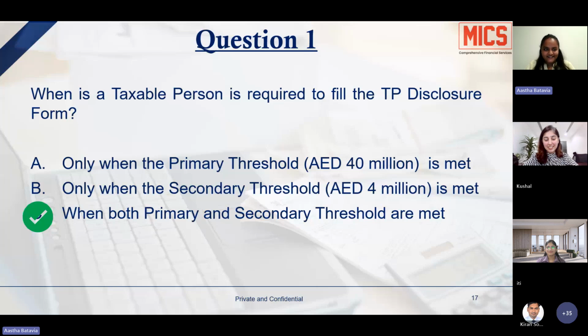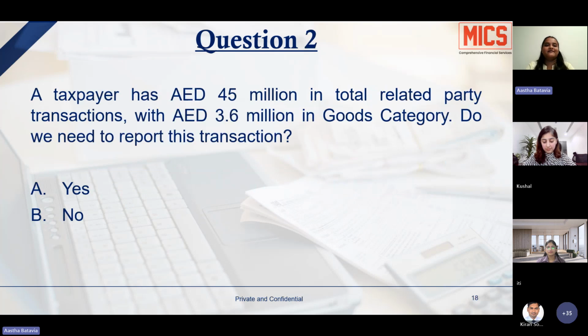Yes, it's true because we have to meet both thresholds. First, we need to check the primary threshold, and if it is met, then we have to check whether the secondary threshold is met. If this is true, then only we need to report those transactions. Let's move further. Let's have a second question.